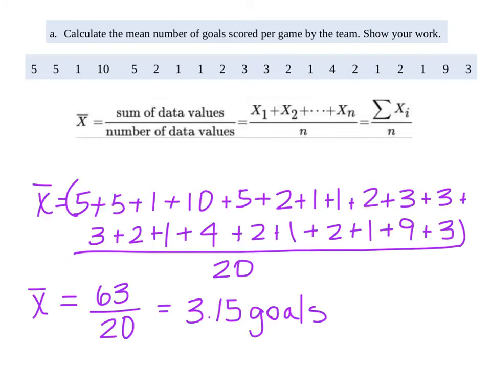What I've done is I've just added these up, and the great thing about the mean is that it doesn't have to be in numerical order of any kind, so I just sum it all up. The total number of goals here, if I add them all up, is 63. I'm going to divide by 20, because that's the number of data values that I have, and 63 divided by 20 gives us our mean, which is about 3.15 goals.